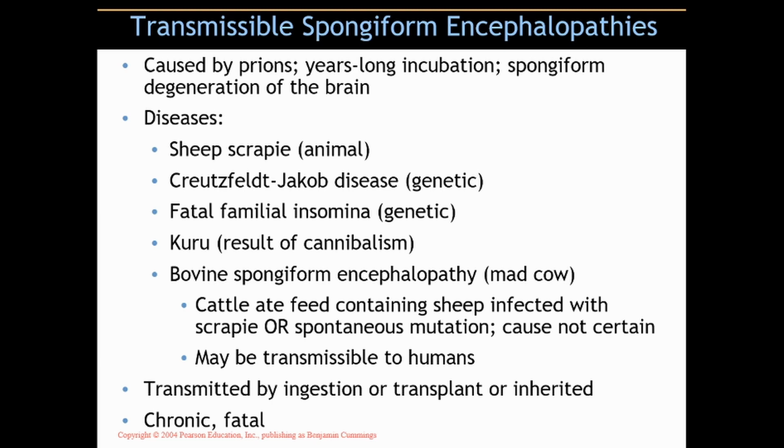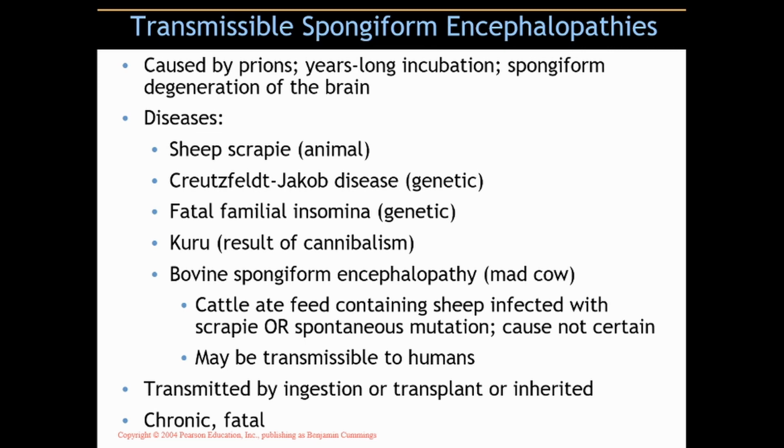A few of these prion diseases are sheep scrapie. This is the animal disease, of course, seen in sheep, and this is how it got into the cow population in Great Britain during the mad cow disease outbreak in the mid-1990s. Creutzfeldt-Jakob disease is a genetic disease, and there are two different variations of it. Fatal familial insomnia is another that's genetic. Kuru was a result of cannibalism, in which a tribe in Papua New Guinea practiced ritualistic cannibalism. Their deceased relative would have died from Kuru, and then they would consume their brains, thinking they were getting their deceased relative's wisdom and knowledge. But instead they were getting their prion disease, and then they would die from it.